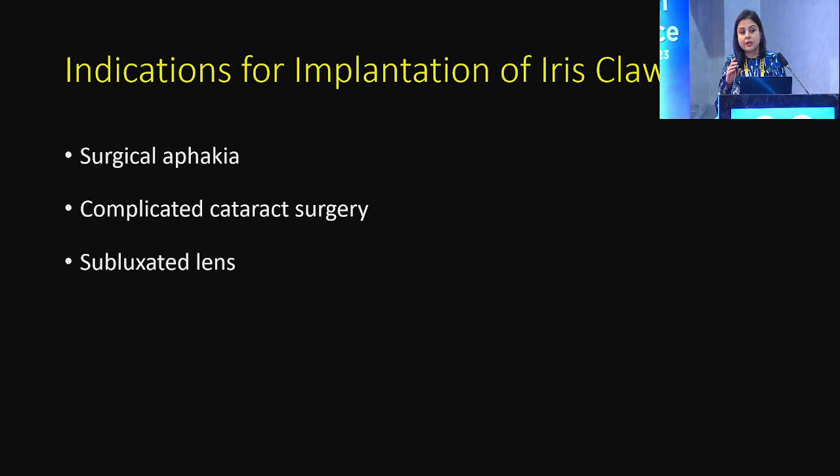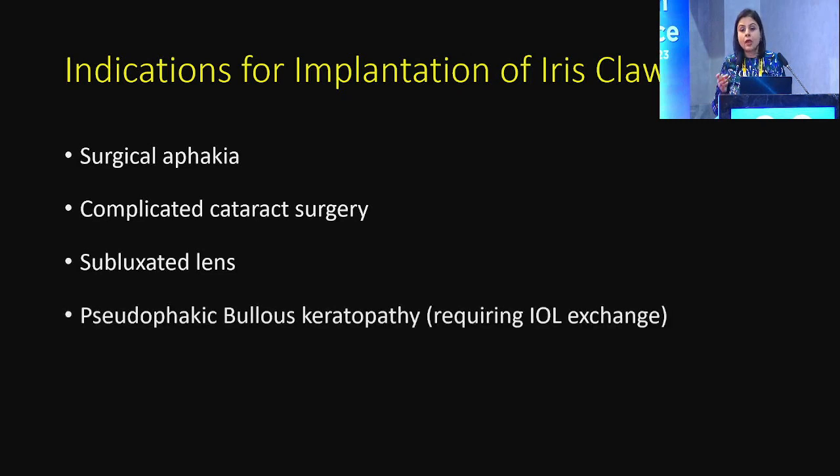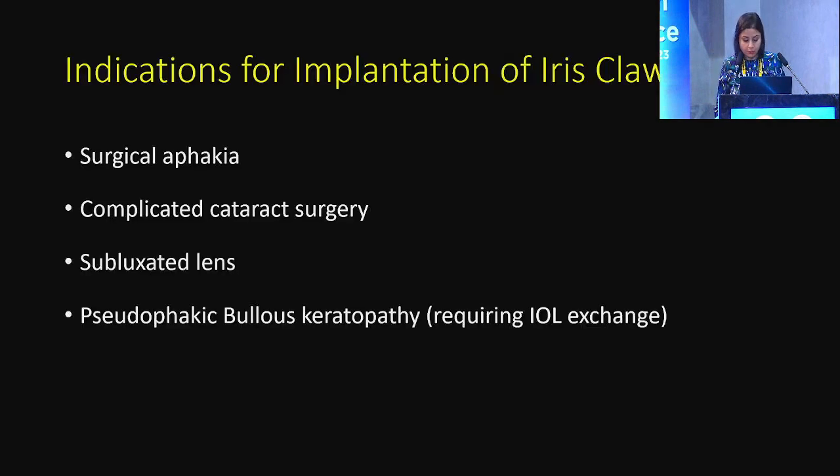A subluxated lens where there is very big zonular weakness, near total, where the zonules are not intact and it can be salvaged either by a Sionis or a CTR, this lens comes in handy. And patients who have pseudophakic bullous keratopathy and which require an IOL exchange along with an endothelial keratoplasty.